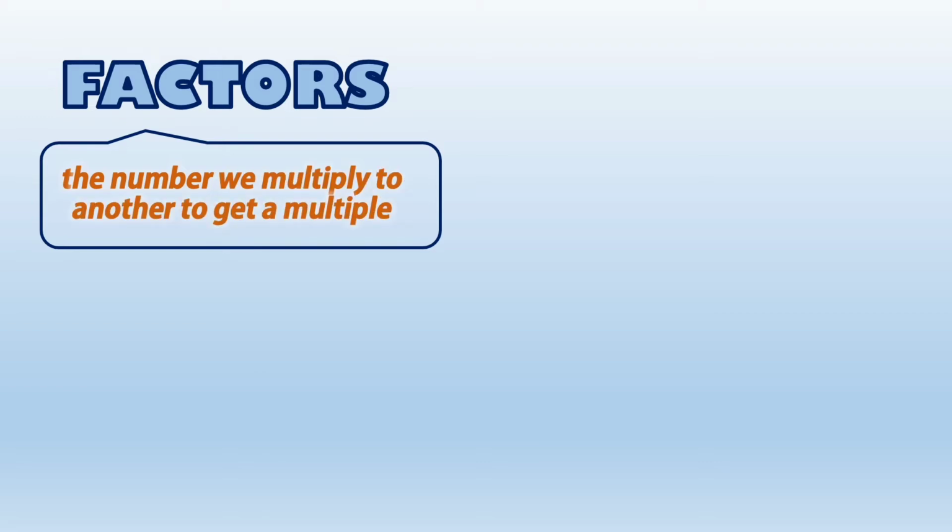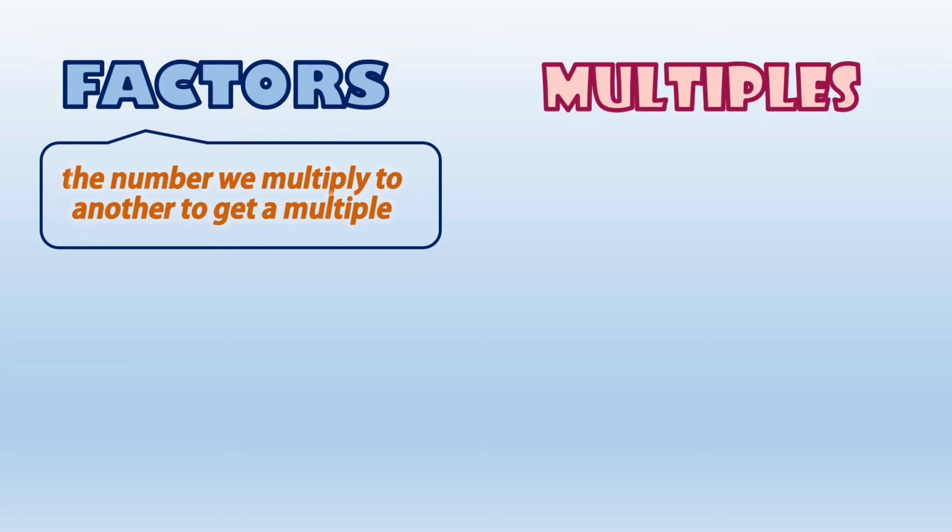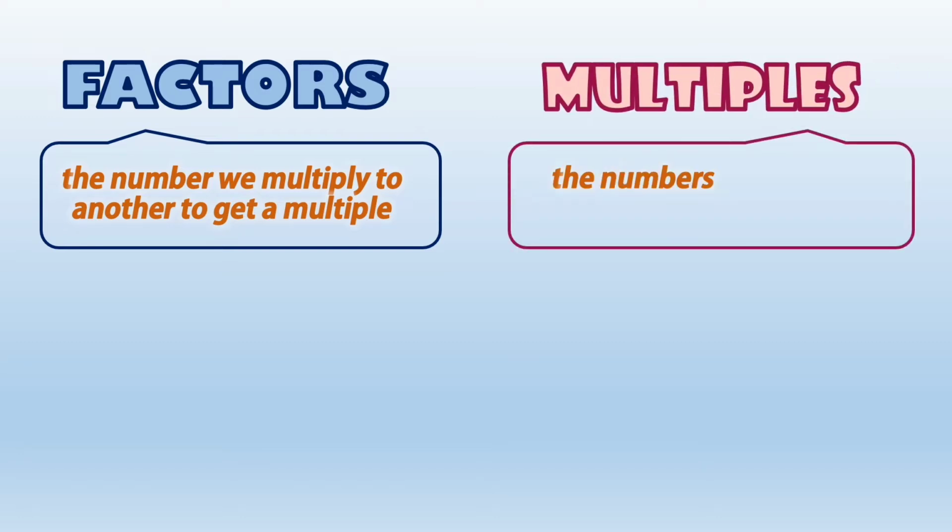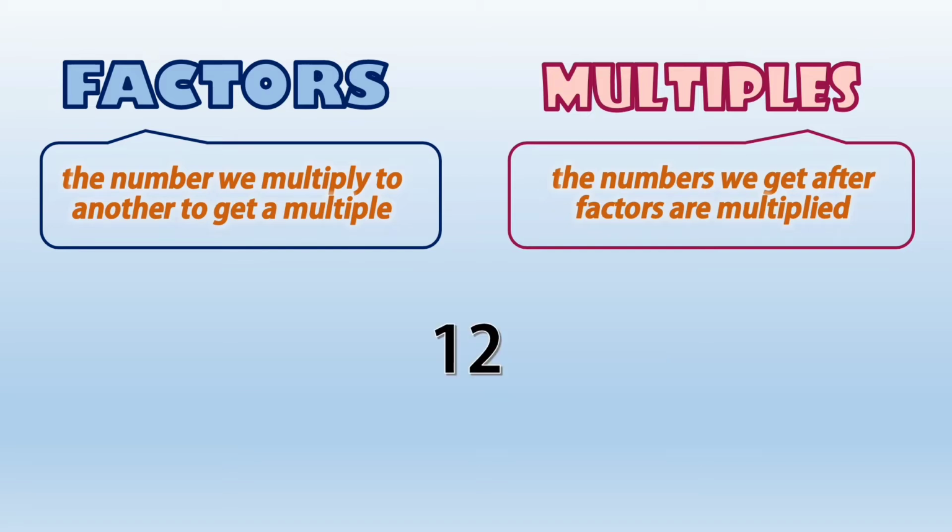What are considered to be factors? Factors are the numbers we multiply to another to get a multiple. On the other hand, multiples are the numbers we get after factors are multiplied. To clearly understand it, let's have an example. Let's say we need to find the factors and multiples of number 12.